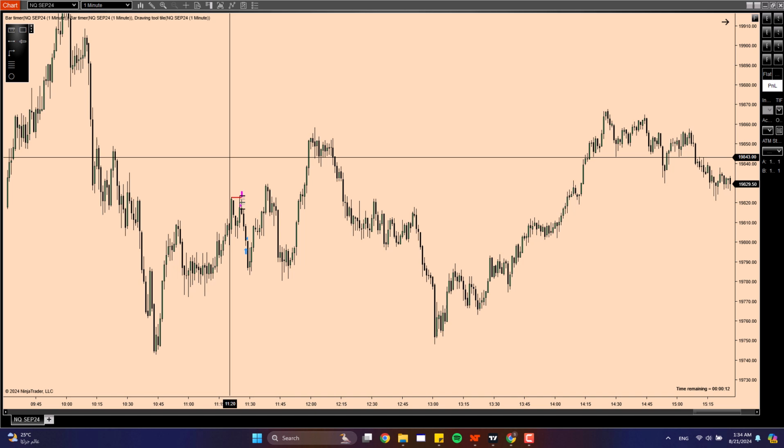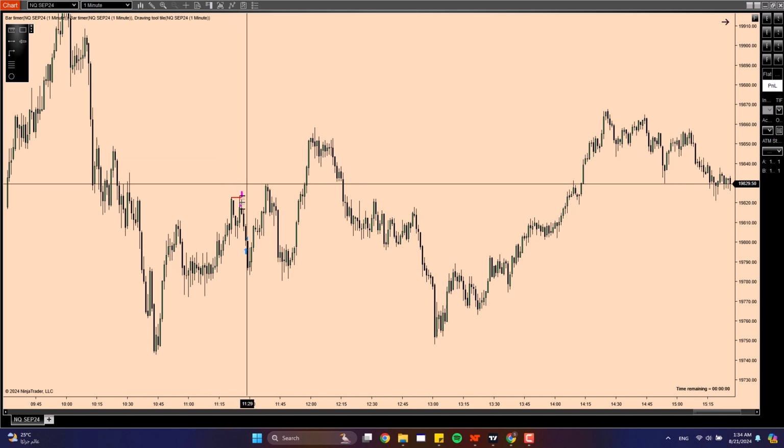So I'll be going through today's price action, explaining it to you from the higher time frame to the lower time frame, and also the trades that I took today.